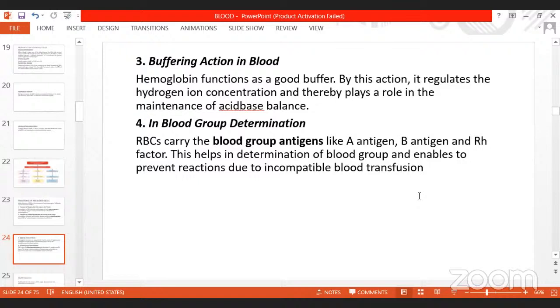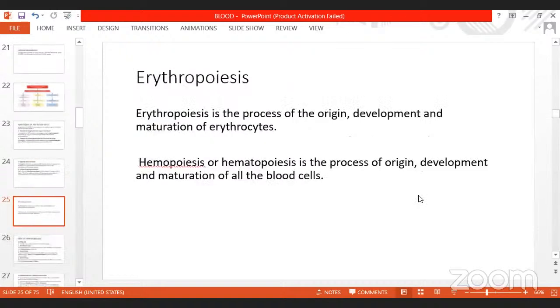And the RBC is used in blood group determination, that is, antigens are present in the RBC, like A antigen and B antigen, and also the Rh factor, which helps in the determination of blood group and enables us to prevent reactions due to incompatible blood transfusion. So these are all about the general properties and functions of the RBC.